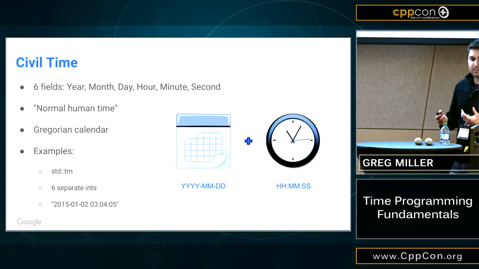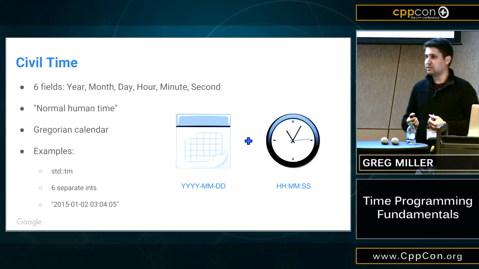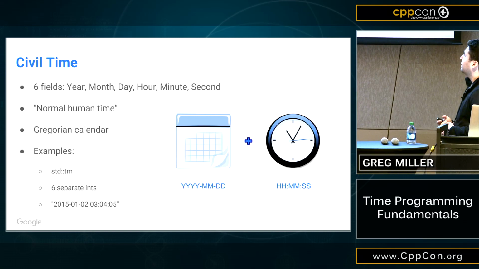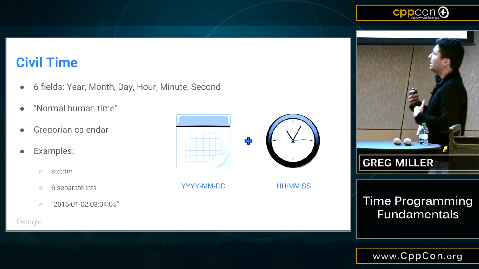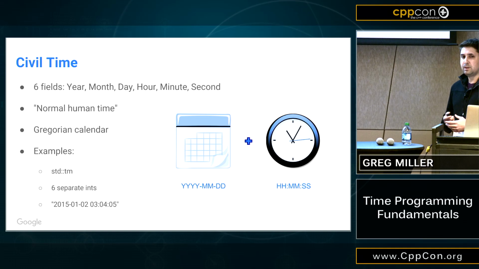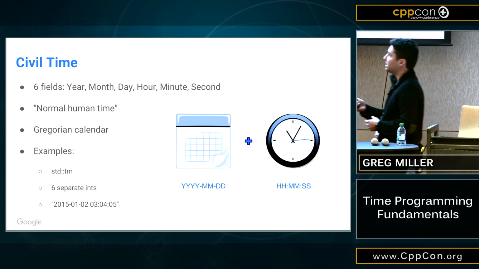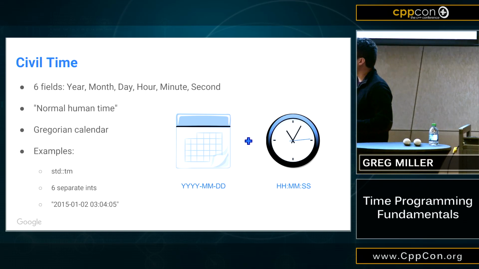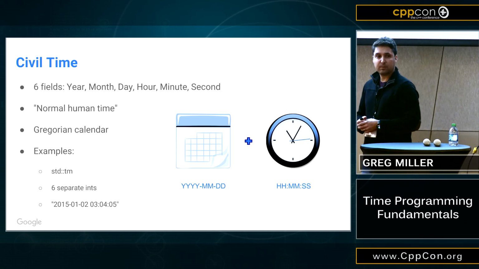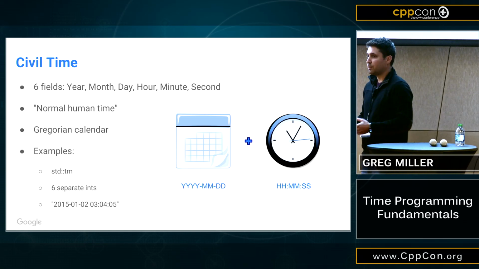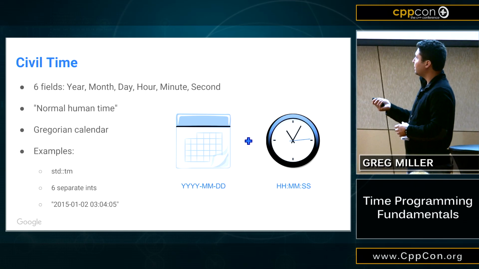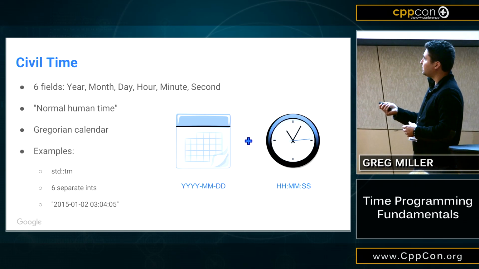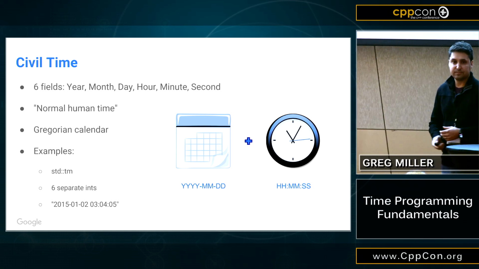A civil time is fundamentally 6 individual fields that represent the year, month, day, hour, minute, and second. We typically use the Gregorian calendar, and in programs, civil times are typically represented by a type like a struct tm or a std::tm here. Or even a civil time could be 6 separate integers representing year, month, day, hour, minute, second. Even a string, like right here, is still a civil time. It's year, month, day, hour, minute, second.